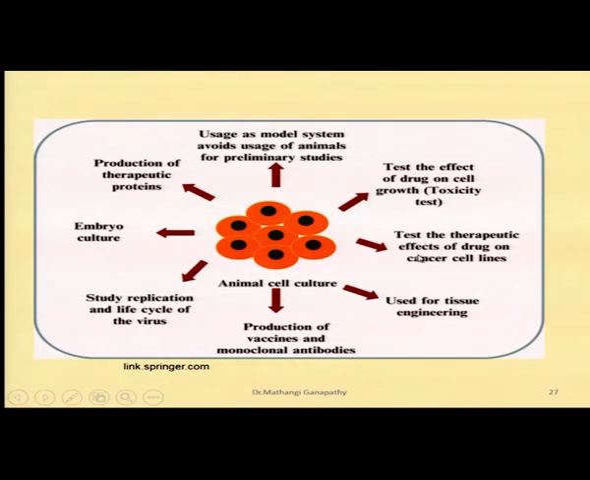Test the therapeutic effect of drugs on certain cancer cell lines. Then they can be used for tissue engineering, and for the production of vaccines and monoclonal antibodies. Then study the replication and life cycle of viruses, especially if you have a virus attacking a particular cell. How does the virus take over the cellular mechanism? What does it do to replicate inside the cell? How does it affect the cell cycle? For all that, we can use the cell culture model, embryo culture, and production of therapeutic proteins. So these are the widespread applications of animal cell culture.